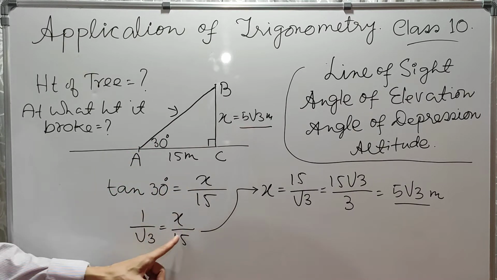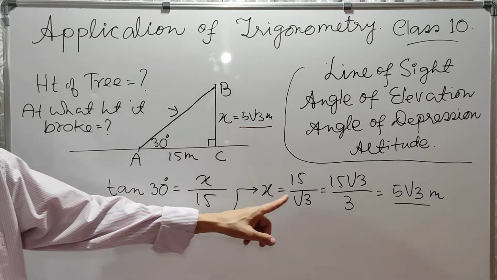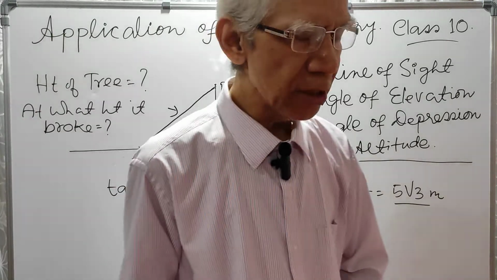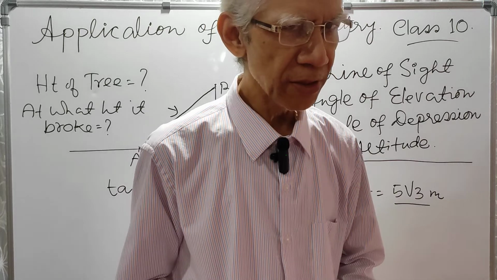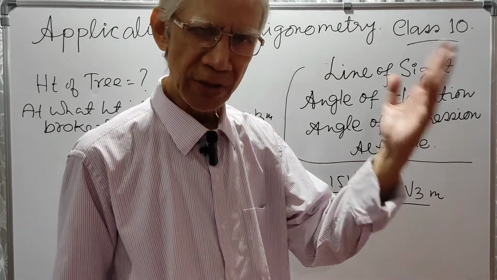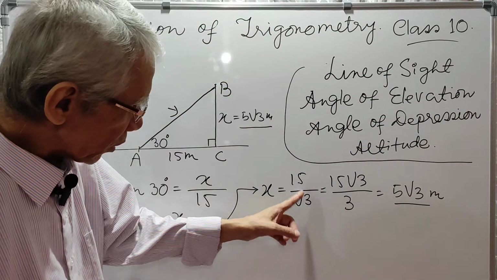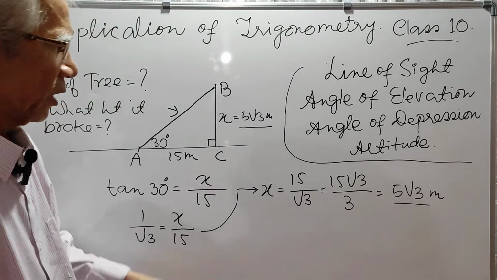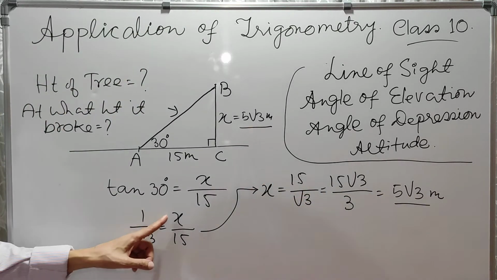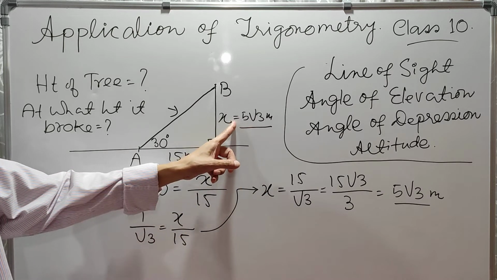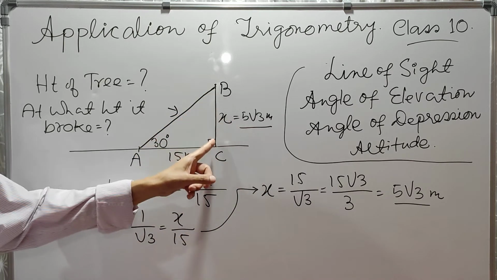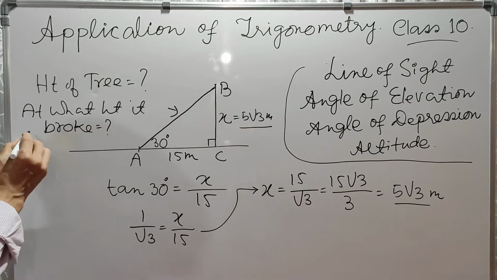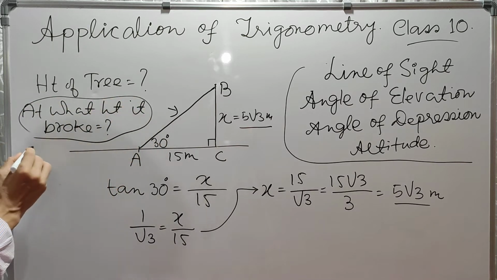See this by this. So X equal to 15 by root 3. This is the answer, but then rationalize the denominator. Rationalizing the denominator is very important, which you did in class 9. So if you have forgotten, please revise. So root 3 multiplied, 15 root 3 by 3, 5 root 3. So 5 root 3 is the value of X. So we have got the height where the tree broke.